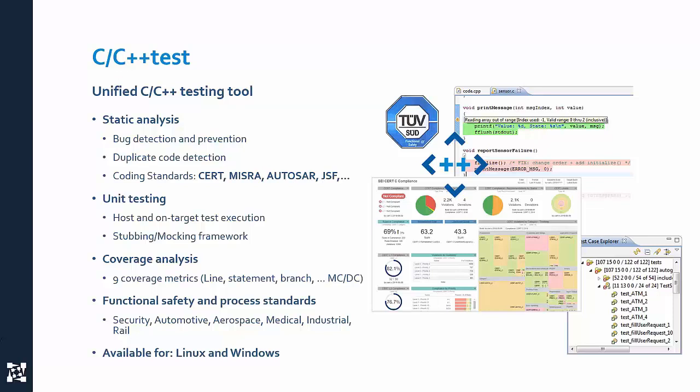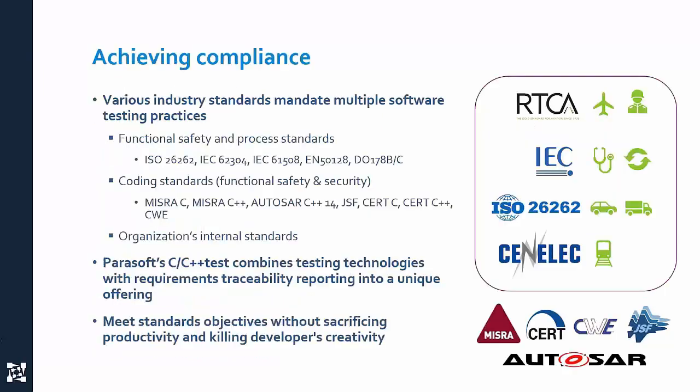With this combination of testing technologies, Parasoft C++test is a great product to help you not only with creating high-quality C++ source code, but also to achieve compliance with various industry standards. Standards such as ISO 26262, IEC 61508 or IEC 62304 recommend or mandate many testing methods and objectives. Satisfying those requirements with disparate code testing tools can be a real nightmare.